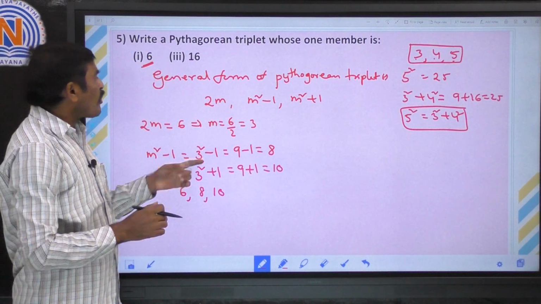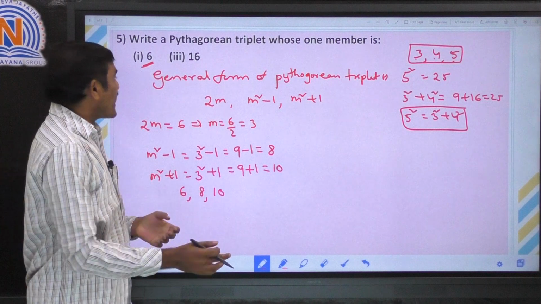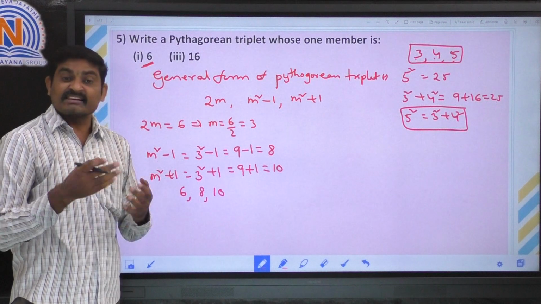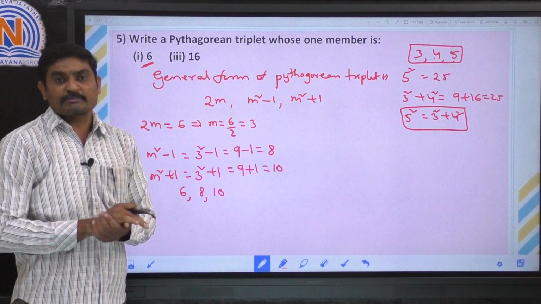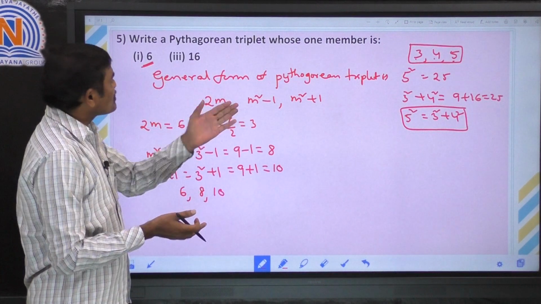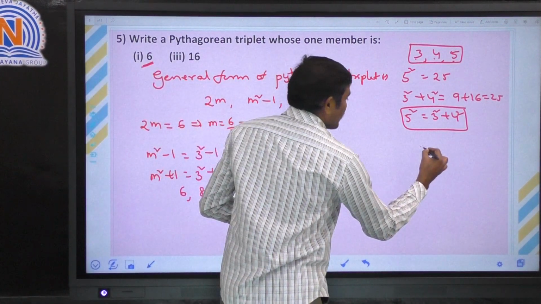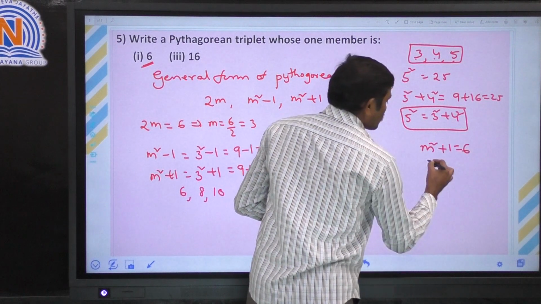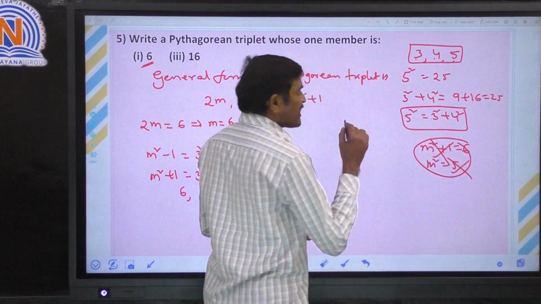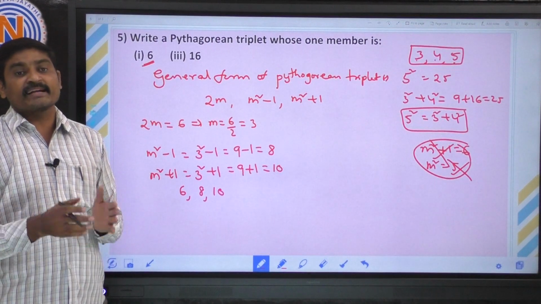Sir, why can't we take m square minus 1 or m square plus 1 equal to 6? If you take m square minus 1 is equal to 6, then m square is equal to 6 plus 1, which is 7. 7 is not a perfect square. We cannot express it as a product of two equal numbers, so we cannot find the m value. In the same way, if m square plus 1 is equal to 6, then 1 is transferred to the right side, so m square is equal to 5. 5 is not a perfect square. That's why only 2m is equal to 6 can be taken.